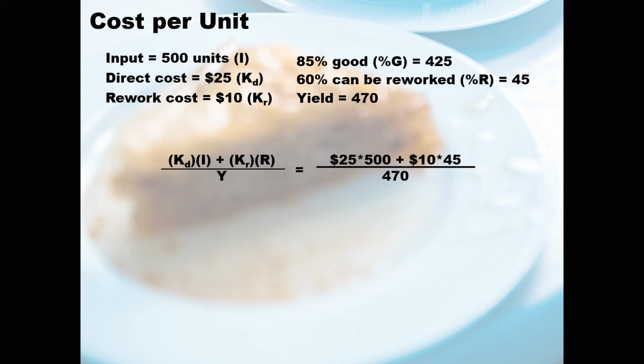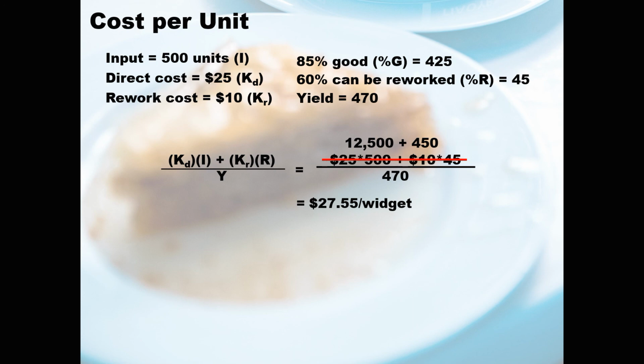So we're going to take our $25, multiply that times our inputs, and then we're going to add in the $10 rework cost to the 45 units that we're able to be reworked. We will take the sum of those and divide it by the total yield, which is 470, and we get a cost of $27.55 per widget.